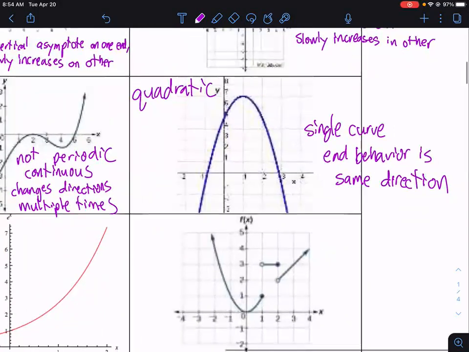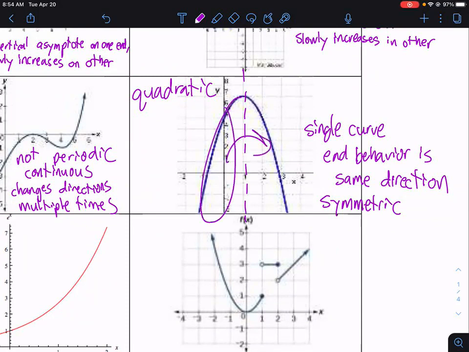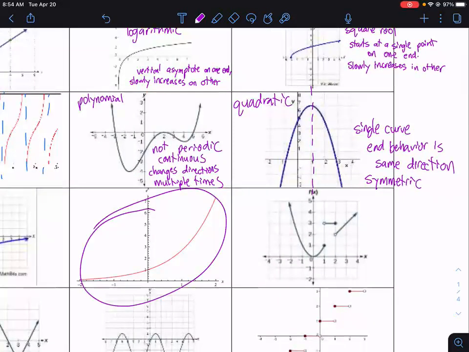You could also mention, if you want, that this is symmetric. Maybe you remember parabolas have an axis of symmetry that cuts the graph perfectly in half, so that you could mirror this half over here. That would be another way of telling it apart from this graph. This one is not symmetric.